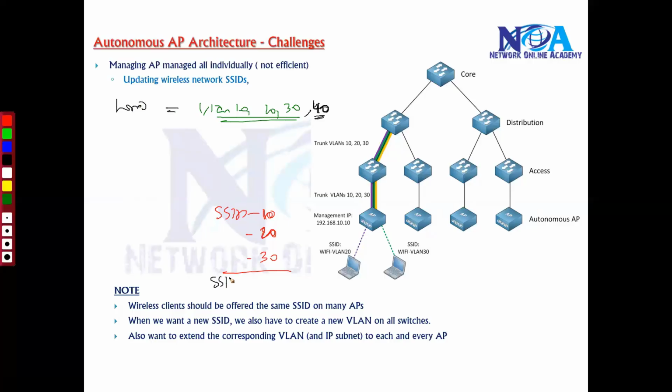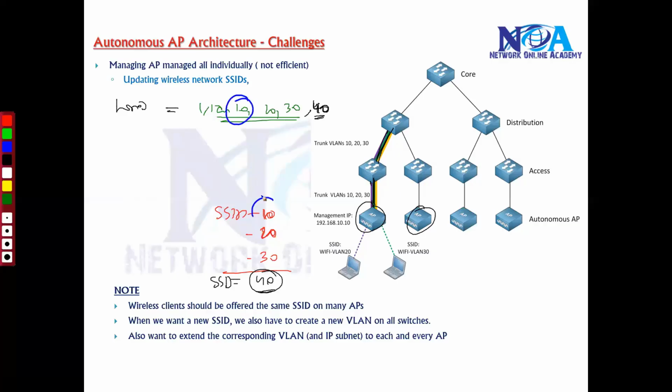And on the wireless as well, we need to add a new SSID, let's say SSID number 40. And this has to be configured on each and every access point again. And also we need to configure the trunk links to carry that new VLAN as well. So this is going to be very difficult. Now the same thing applies. What if you want to remove any specific VLANs or modify any specific information? So this is one of the issues.